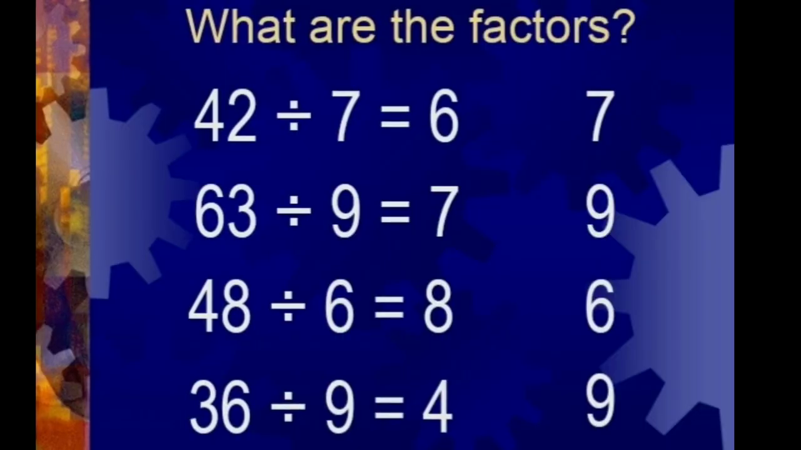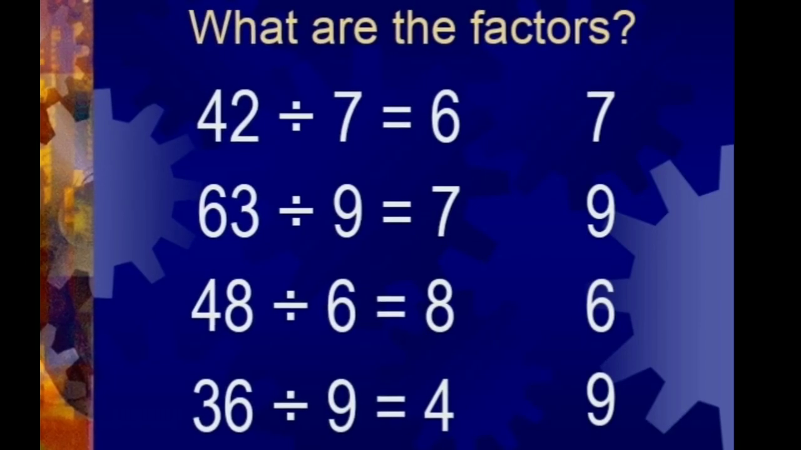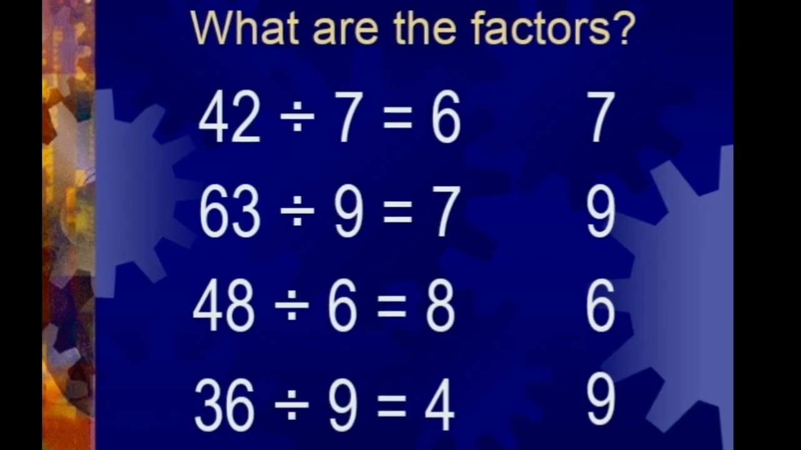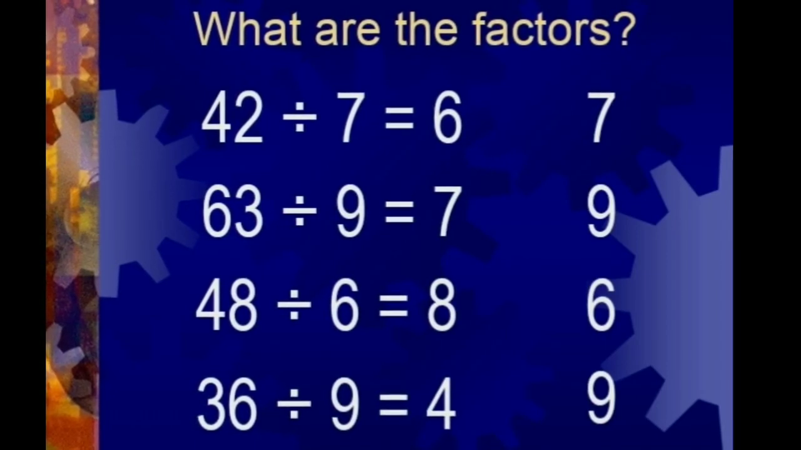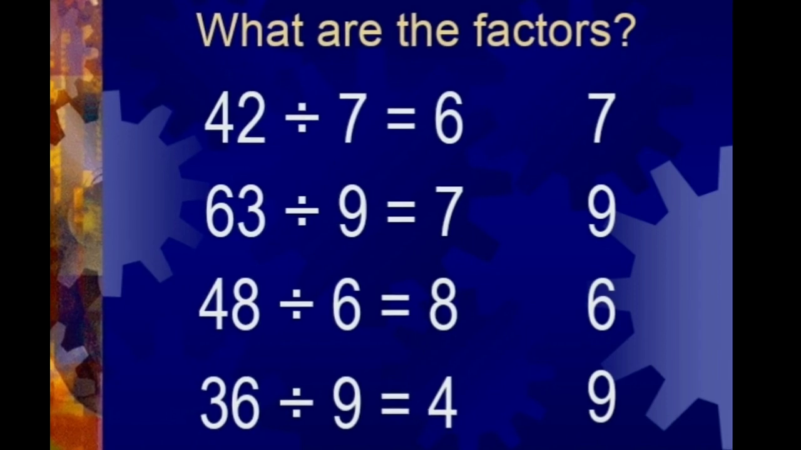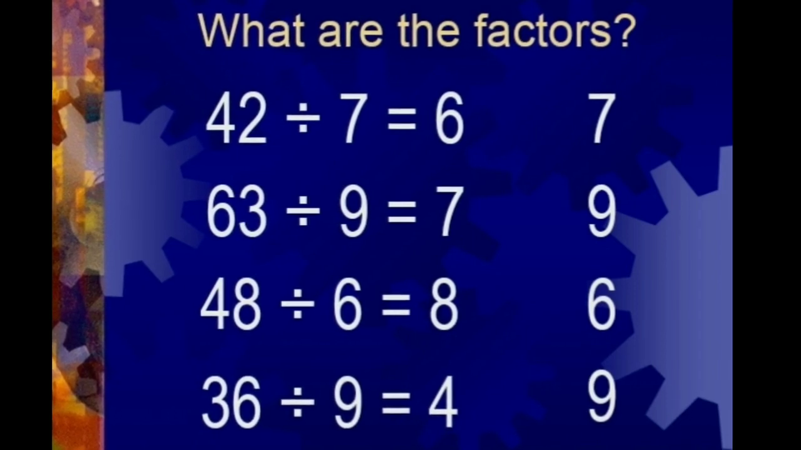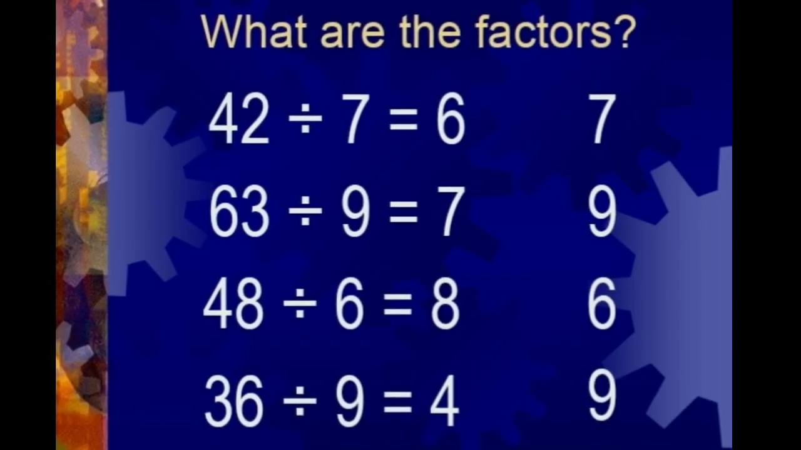Similarly, we have gone through different examples like 42 divided by 7 is equal to 6. So 7 and 6 are the factors of 42. 63 divided by 9 is equal to 7. So 7 and 9 are the factors of 63. 48 divided by 6 is equal to 8. So 6 and 8 are the factors of 48, and 36 divided by 9 is equal to 4. So 9 and 4 are the factors of 36.